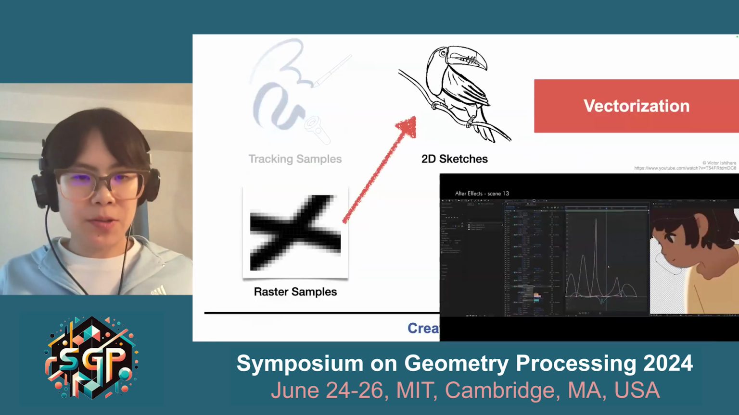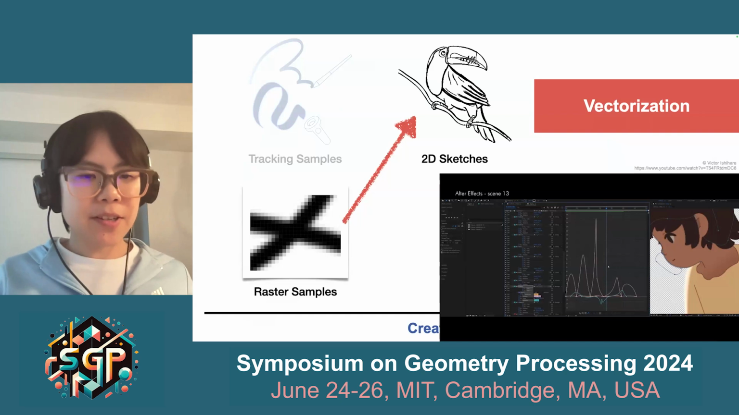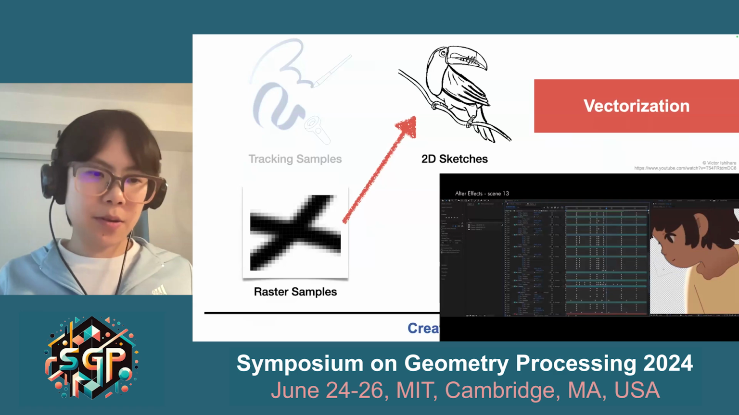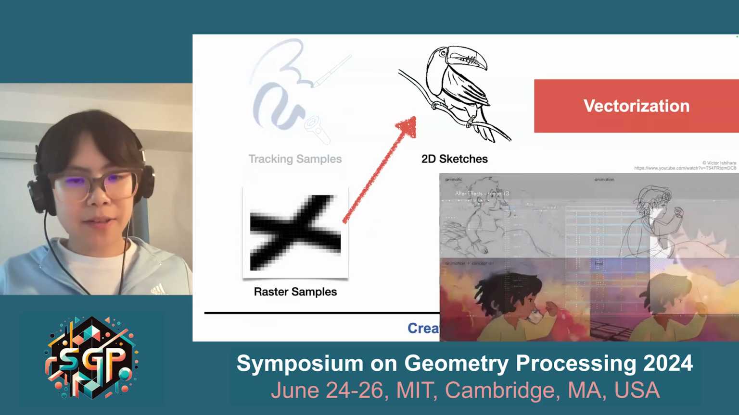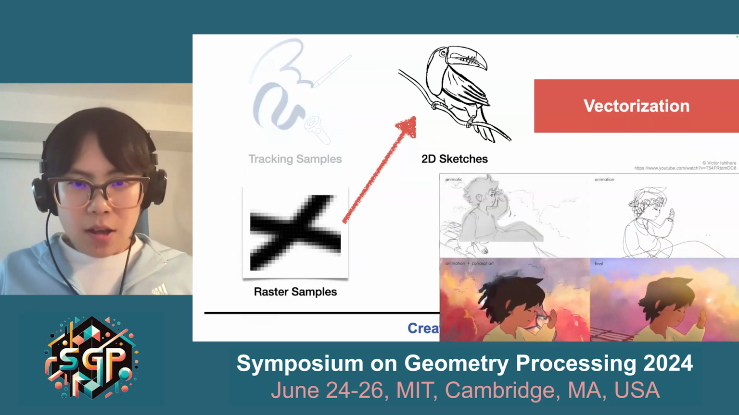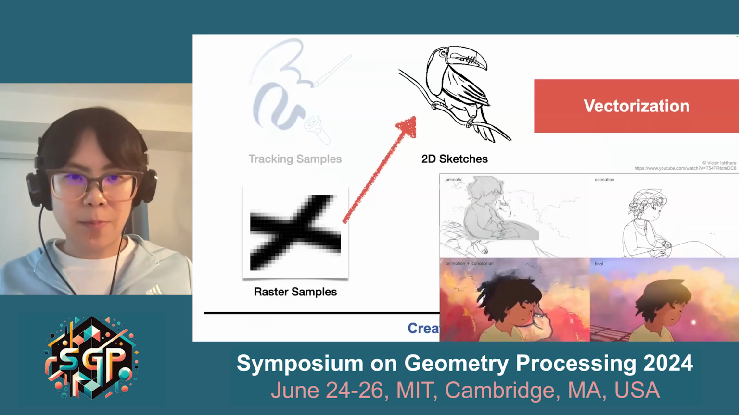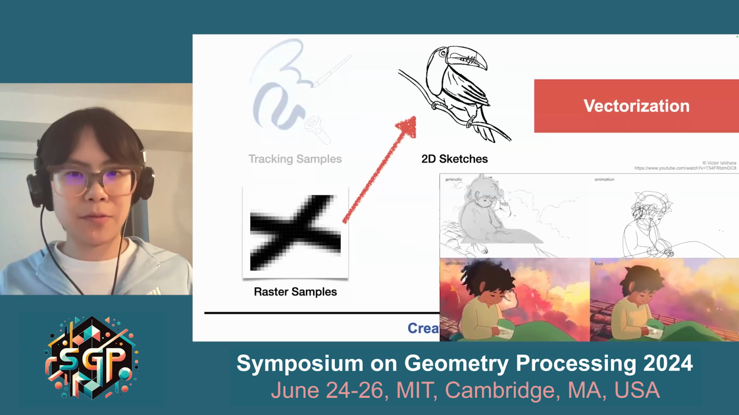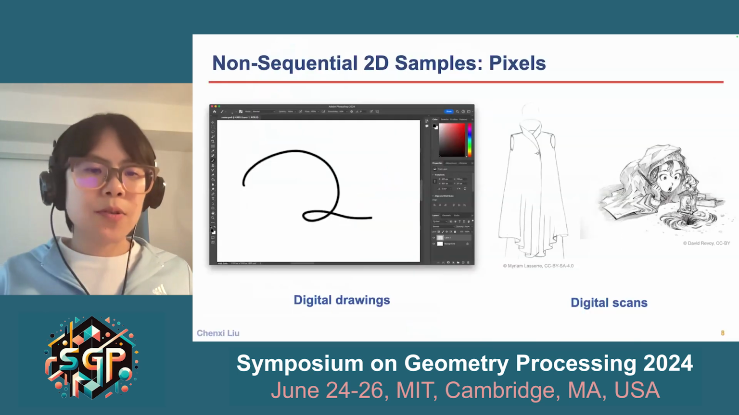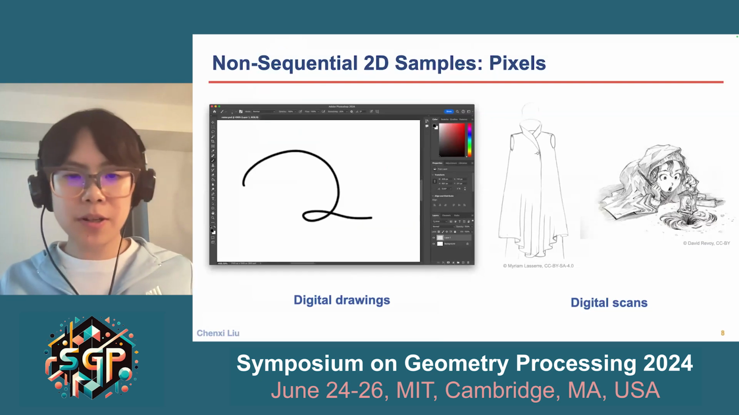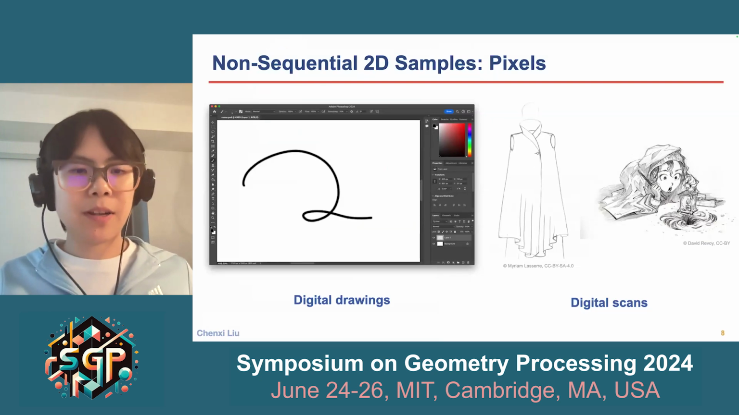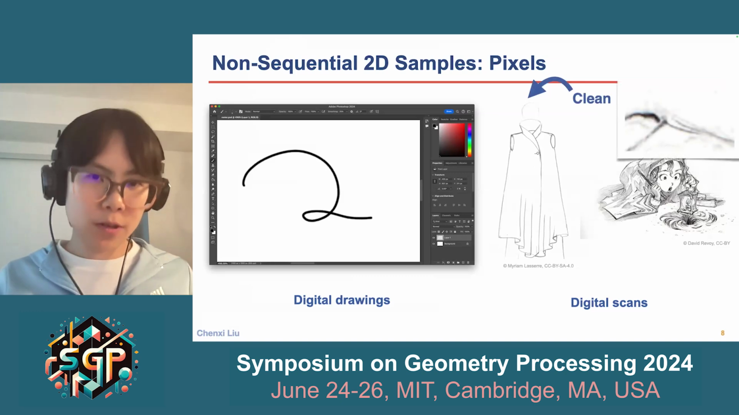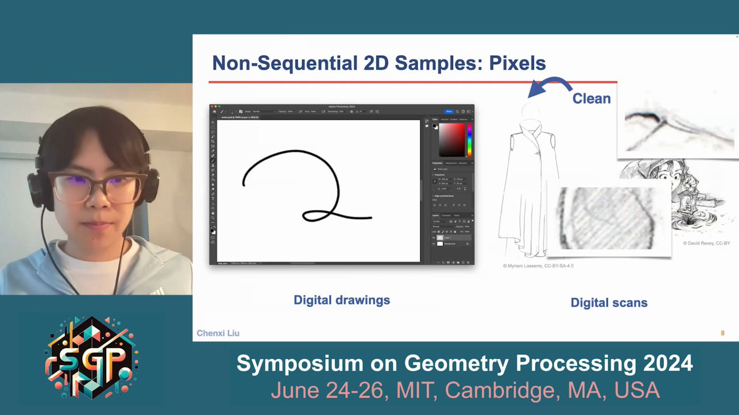Another way of getting samples is from raster images. For applications such as auto-inbetweening, like in this example, and also for sketch-based modeling, it's necessary to vectorize these raster inputs. Here we can see on the left, we have the raster raw drawing, and on the right, we have the actual vector drawing for the animation. We get these raster sketches from digital drawing or from scanning. They come in different types. We can have a clean sketch like this one, or we may have a sketch containing overdrawing and shading like this.